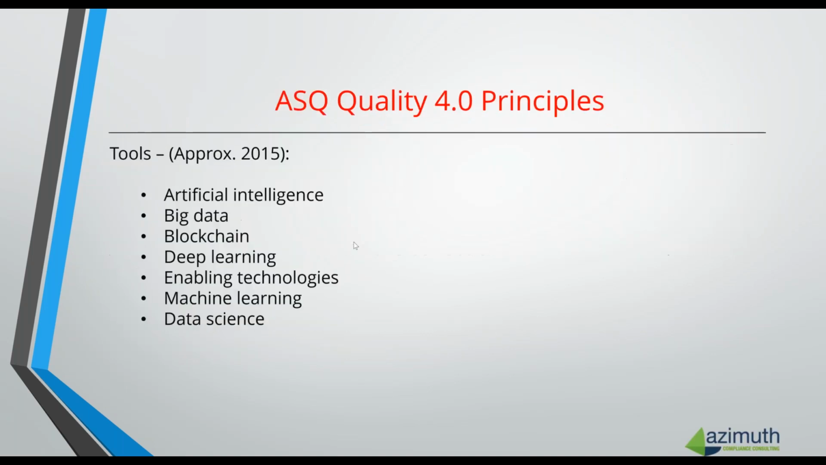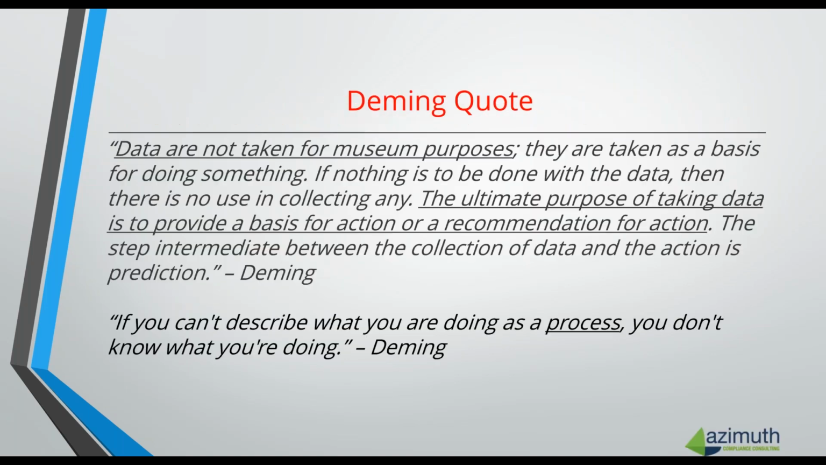So let's continue on. Deming's quote, very important. I'm an advocate of Deming and some of his teachings. One of the things he mentions is, data are not taken for museum purpose. What does this mean? If you have a paper process and you fill out a form, and all you do is file it after you're done, waiting for some auditor to come in to say, did you do this? What's the purpose? From a quality improvement standpoint, there is none, because you're just collecting that data onto a form and putting it in a vault for later displaying. It's a museum piece.